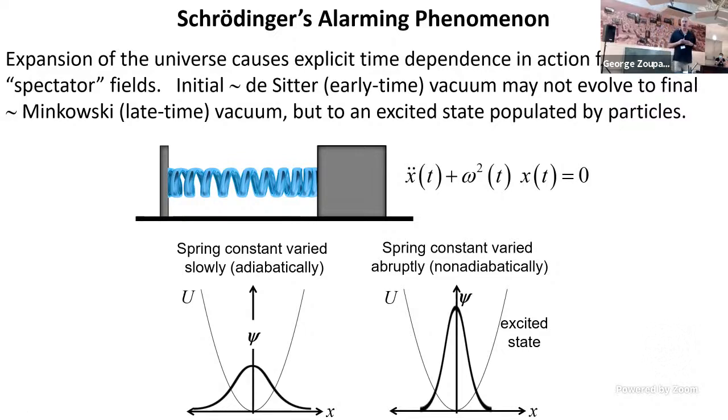Another way of imagining this is through quantum mechanics: the expansion of the universe causes an explicit time dependence in the action for what I will call spectator fields. These are not fields that are responsible for driving the expansion of the universe, they're just sitting around, a spectator field. You can start with an initial approximately de Sitter state at early times, like during inflation, and that vacuum may not evolve to the Minkowski late-time vacuum, but to an excited state populated by particles. A simple one-dimensional example of how this might happen is the harmonic oscillator. If you vary the spring constant slowly, adiabatically, you're not going to change the level densities. But if you change the spring constant non-adiabatically, then you will be promoted to an excited state.